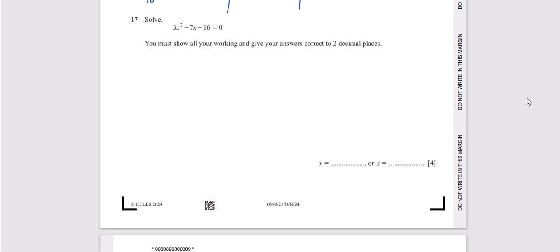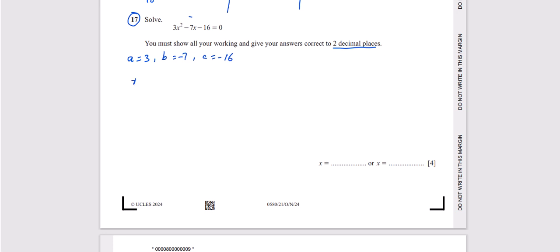Question number 17. Solve 2x square minus 7x minus 16 is equal to 0. You must show all your working and give your answer correct to the 2 decimal places. So here we use quadratic formula. A is equal to 2, B is equal to minus 7 and C is equal to minus 16.